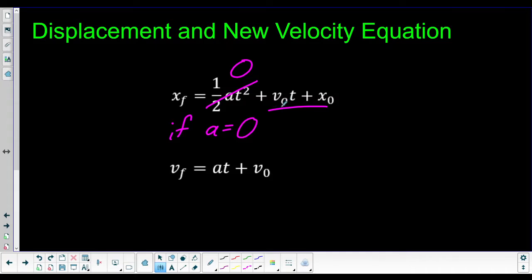So again, if our velocity is constant and we are not accelerating, it turns back into the one you know and love. But now we need this extra term on here to fix it for if we are accelerating.